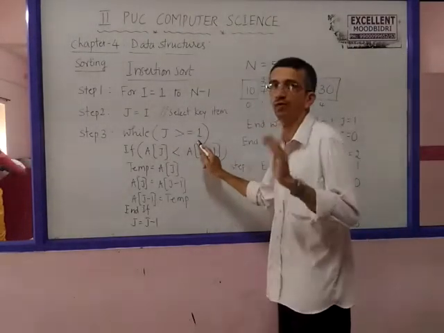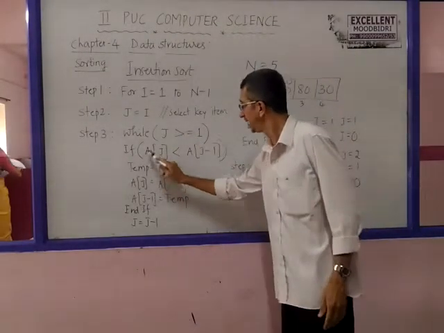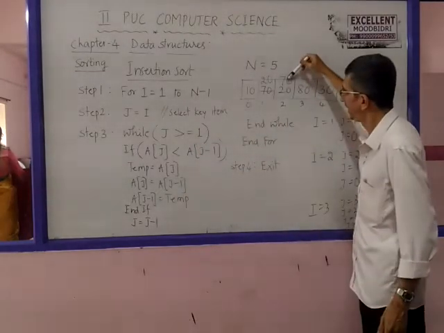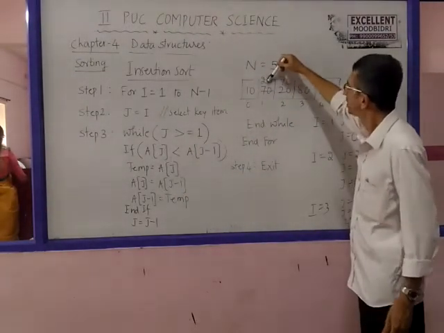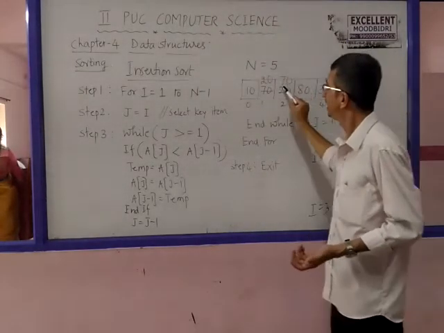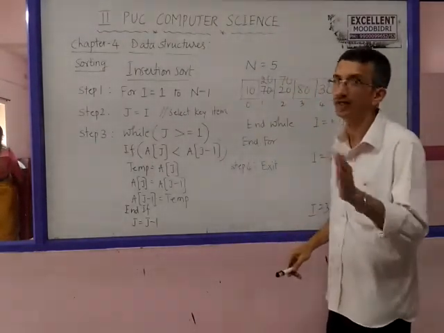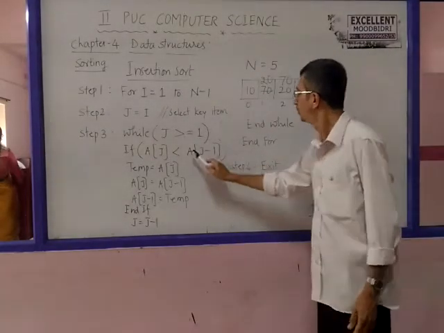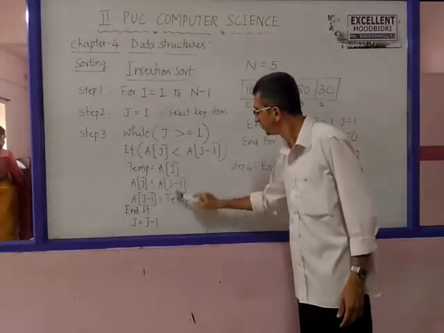2 is more than or equal to 1 is true. Into that, A of 2 is 70. Is 70 less than the previous one, 20? False. Right? So the if condition is false. So this will not happen.